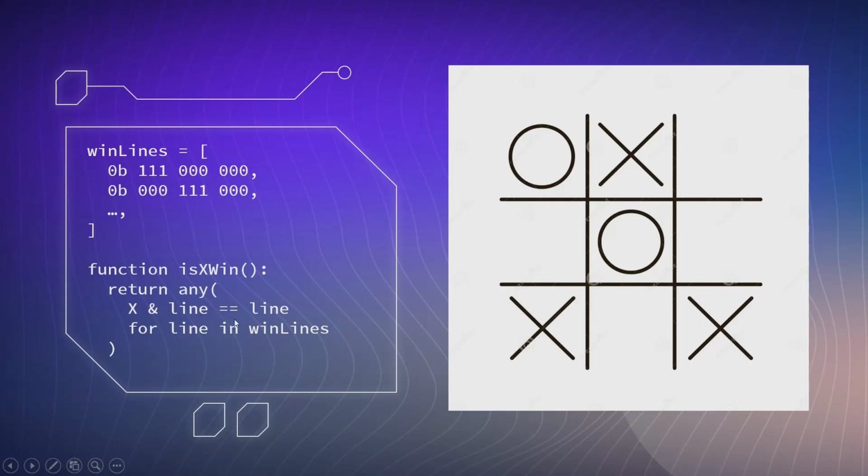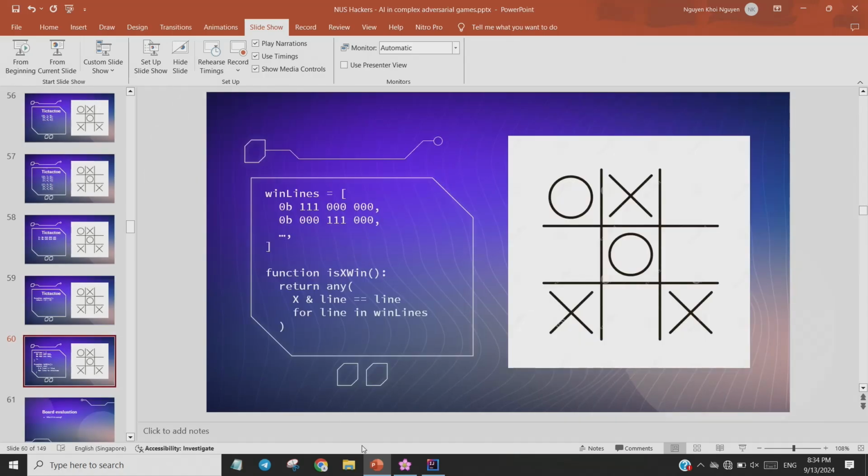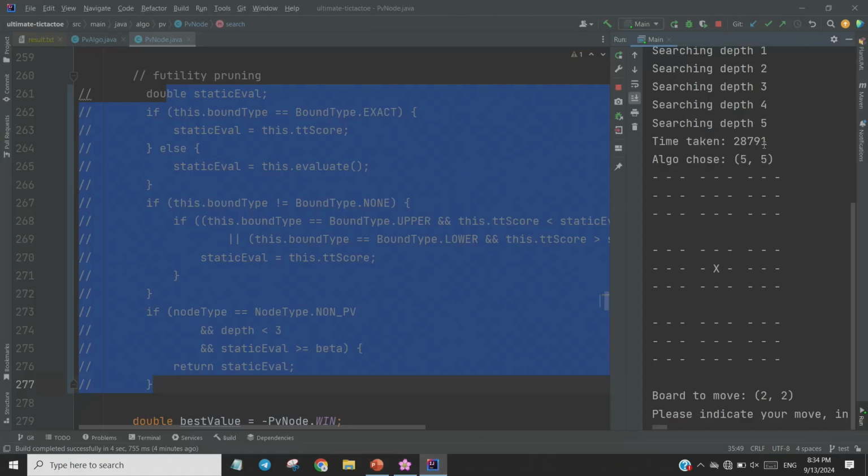Basically, most of the things you need to do with board representation, you can actually do with bitboards as well. And sometimes the logic runs even faster with bitboards than with arrays or something. Okay, let me check if it has successfully finished. Without futility pruning, you can see that it runs within 28 seconds, so it's not exactly that efficient.